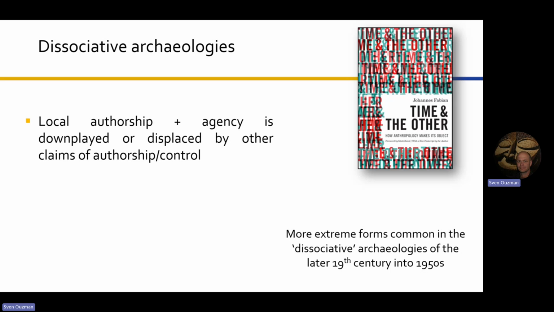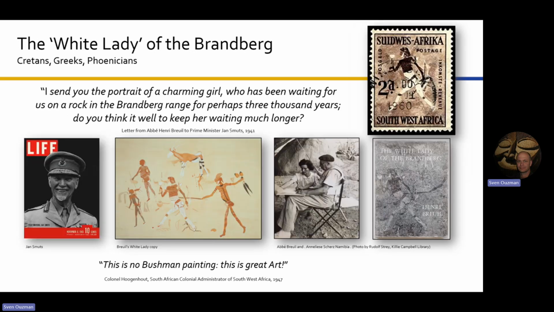So, for example, South Africa's legislative claim of ownership, that the rock art belongs to the state and not to any of the source communities. This has a long history, well known to all social scientists, a well-trodden path. For example, the White Lady, the disassociation there was denying local authorship and bringing in exotic foreign authorship. That's all quite well known.